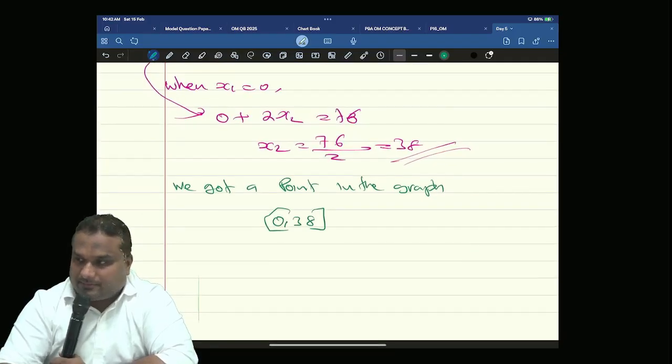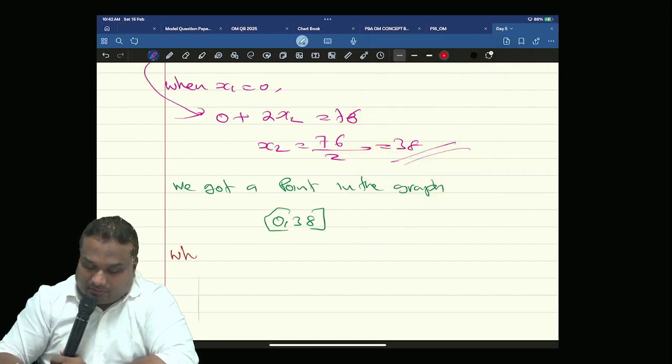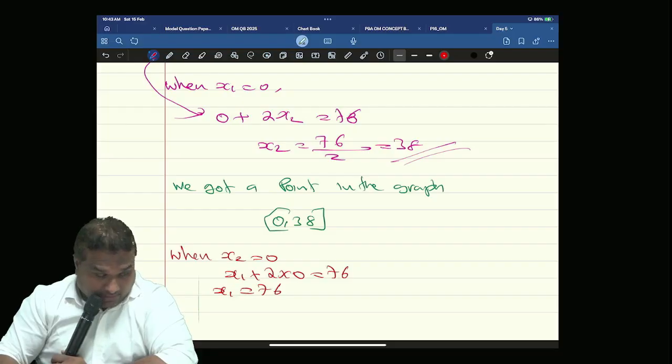What is the next step? When x2 is equal to 0, so x1 plus 2 into 0 equal to 76. That means x1 is equal to 76.